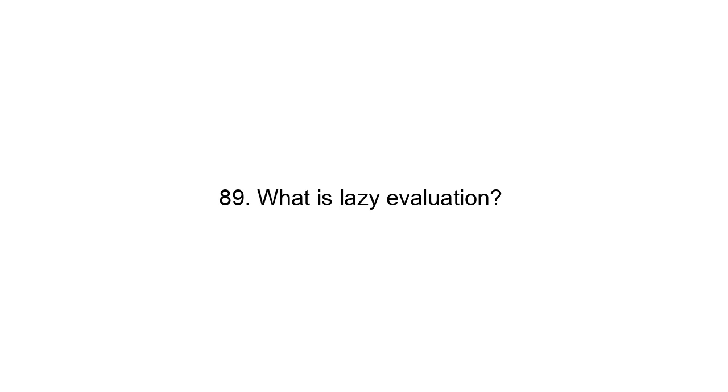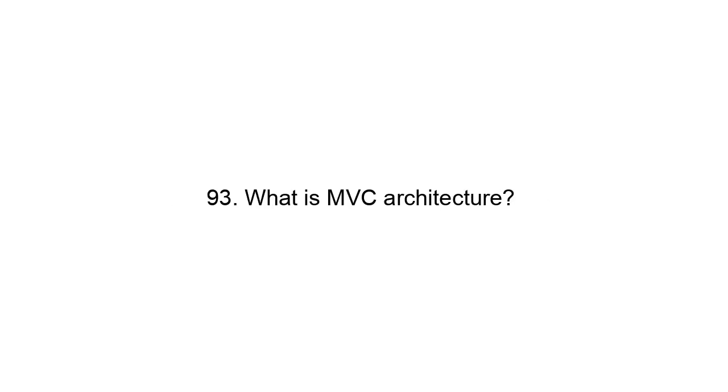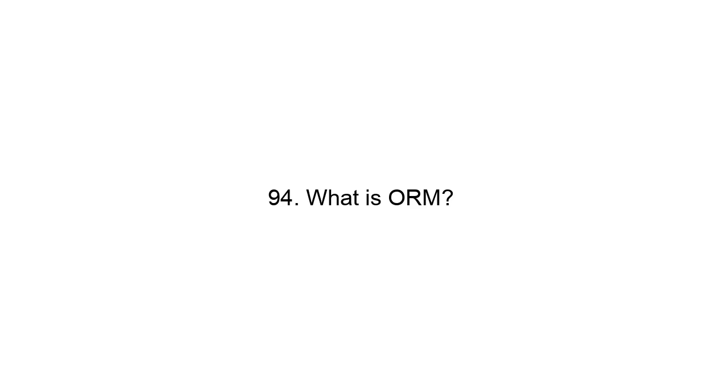89. What is lazy evaluation? Delaying computation until needed. 90. What is fiber in Ruby? Lightweight concurrency primitive. 91. What is Ruby gems? Ruby package ecosystem. 92. What is dependency injection? Supplying dependencies externally. 93. What is MVC architecture? Model, view, controller design pattern. 94. What is ORM? Object relational mapping.